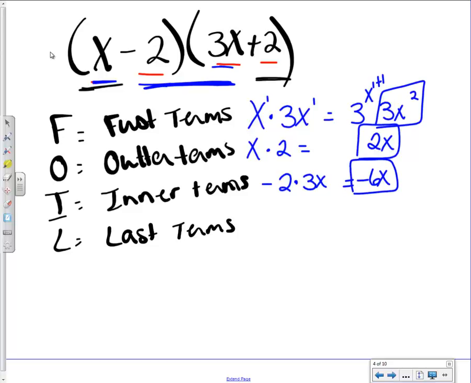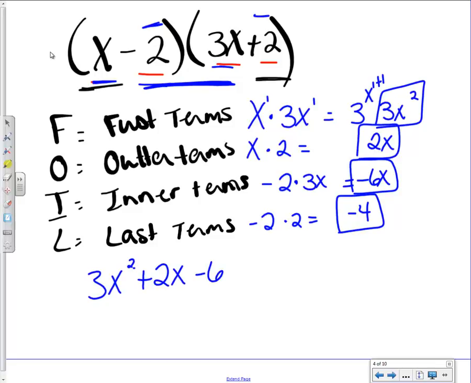The last terms are these two guys. A negative 2 times a 2. A negative and a positive multiplied together gives me a negative. 2 times 2 is 4. So I'm going to rewrite this in descending order. 3x squared plus 2x minus 6x minus 4. I ask myself, do any of these match? Are they like terms? And I say yes, of course, this one and this one. I know that I'm adding and subtracting now, so that means that I'm going to bring my label down for my answer and look at the numbers together.